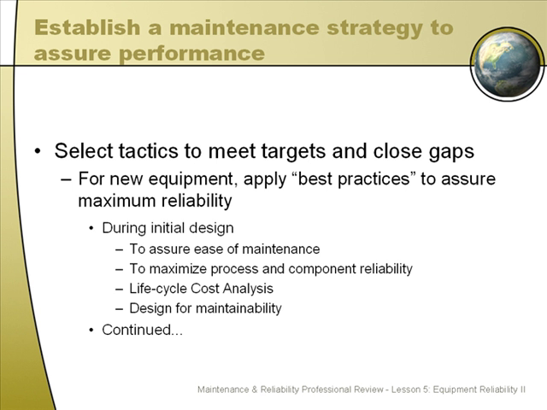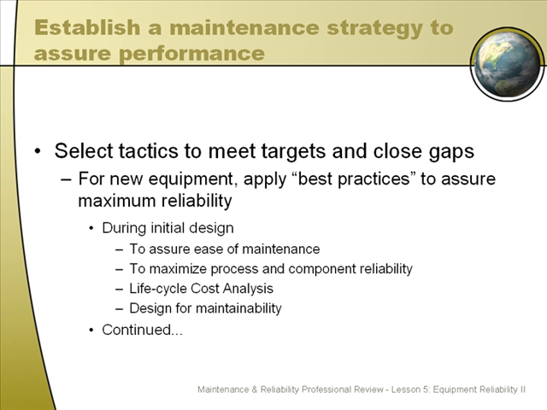The first objective for today is to establish a maintenance strategy to assure performance. This is a continuation of the same topic from Lesson 4. We're going to select tactics to meet the targets and close the gaps. If you remember, we identified what the gaps were in Lesson 4. Again, this is a very common theme throughout the program. For equipment, apply best practices to assure maximum reliability. In the first case, this would be during initial design, a long time before the equipment's in operation. This is the best place to begin working on reliability improvement.